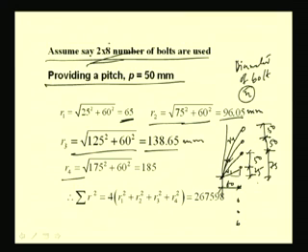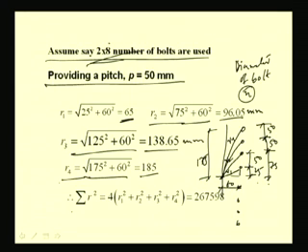Similarly, R4 will become this one, that means another 50 will come. So, this will become 175 total, and because of 175, R4 will become root over 175 square plus 60 square. After calculation, this is becoming 185.